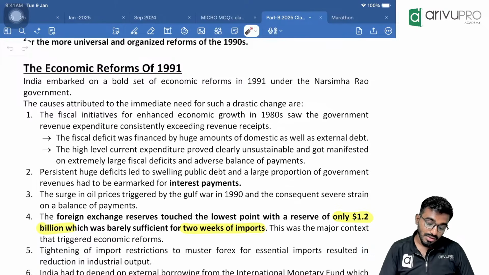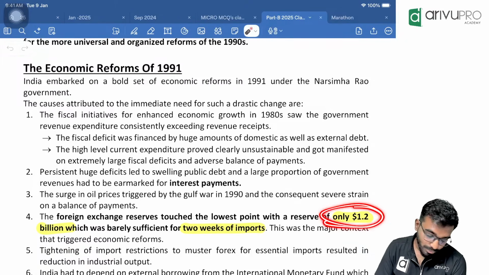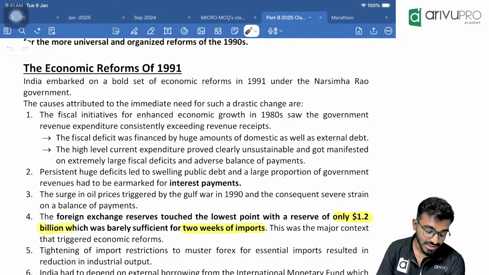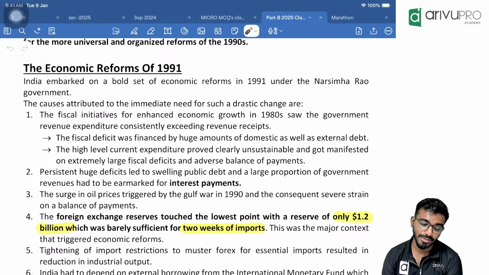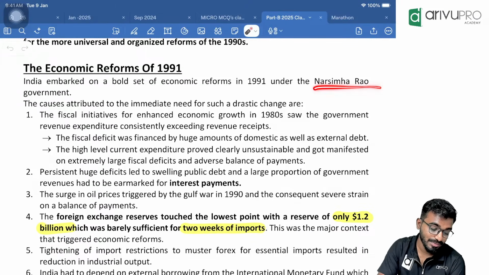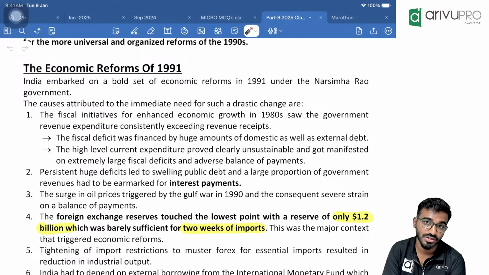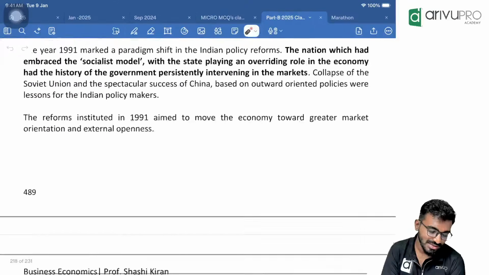See, in India, we just had 1.2 billion of foreign exchange reserves for importing essential imports. That was only sufficient for 2 weeks. This is where the crucial turn happened. At that point of time, PV Narasimha Rao was the Prime Minister and Manmohan Singh was the Finance Minister. So they went and asked for a loan from the IMF. The IMF agreed to give a loan, but with 3 simple conditions.